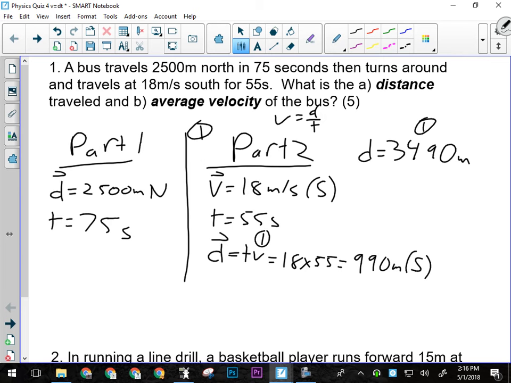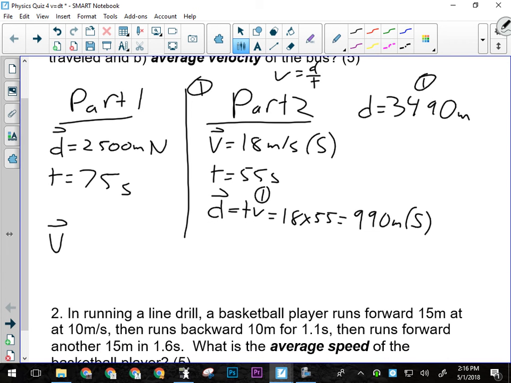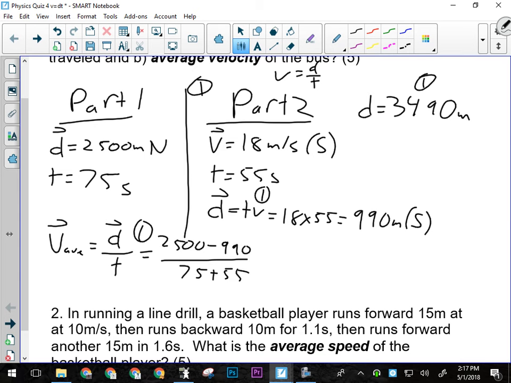That solves part A. For the average velocity of the bus, I need the total displacement divided by the total time. Do displacement and velocity care about what direction I go? They do. So in this case I'm going to take that 2,500 meters north, and now subtract the 990 meters south, and that's going to be divided by the total time, 75 plus 55. Give them a mark if they've got something like that where they showed calculating the total displacement and the total time.